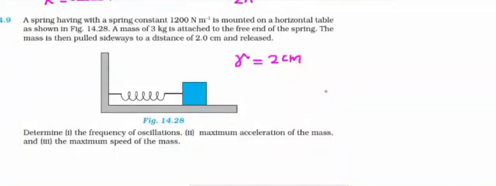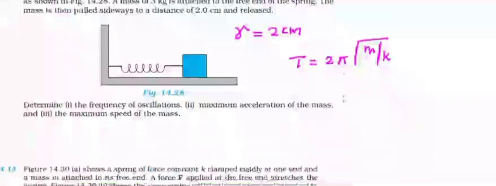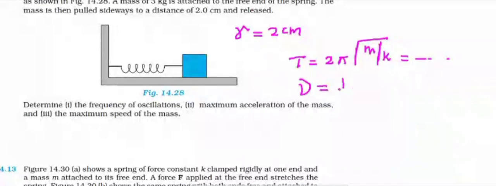How can you calculate the frequency of oscillation? You take the time period formula. T is equal to 2 pi into under root m by k. Once you find the value of t, you can find nu. Nu is equal to 1 by t. So you will get the frequency of oscillation, first answer.